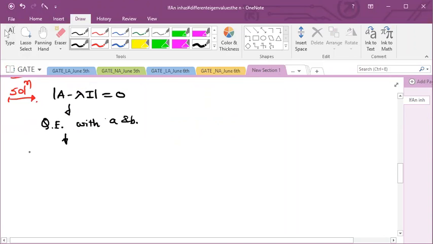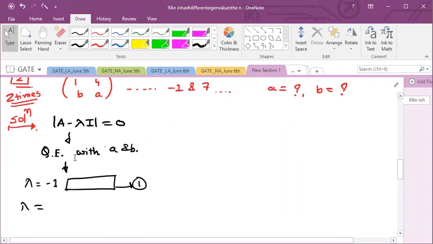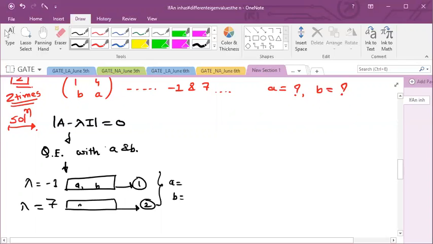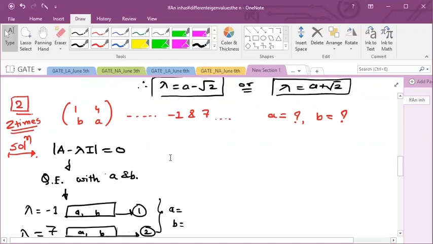So when in this quadratic equation I put lambda equal to -1, I'll get equation number 1 in terms of a and b. When I put lambda equal to 7, I'll get another equation in terms of a and b. And by solving these two equations, I can find the values of a and b. Definitely I'm going to get two linear equations.